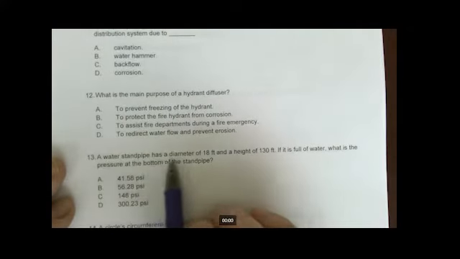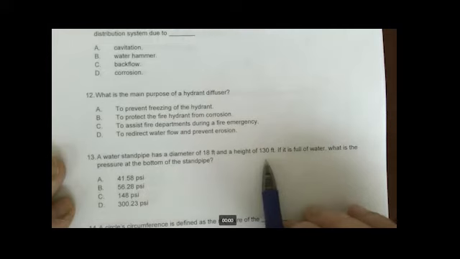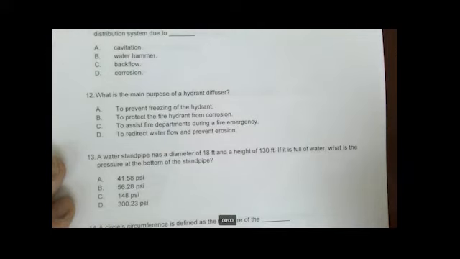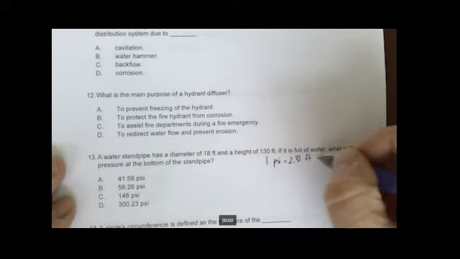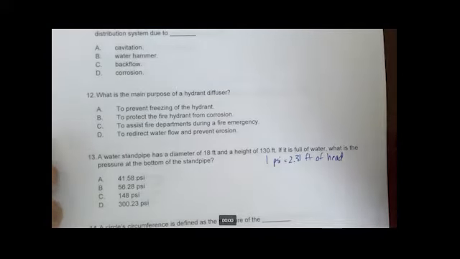Here on number 13 is another math question. A water standpipe has a diameter of 18 feet and a height of 130 feet. If it is full of water, what is the pressure at the bottom of the standpipe? So pressure is PSI. 1 PSI stands for 2.31 feet of head. So that means for every PSI you have 2.31 feet of water above a certain point.